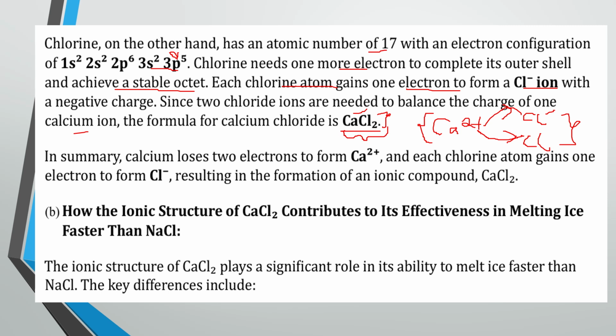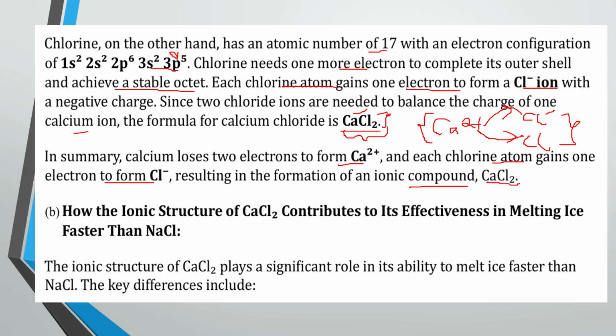And make sure that the formulas are properly written. So in summary, calcium is going to lose 2 electrons to form the calcium ion and donate them to 2 chlorine atoms, each chlorine atom gaining 1 electron, forming the ionic compound of calcium chloride.